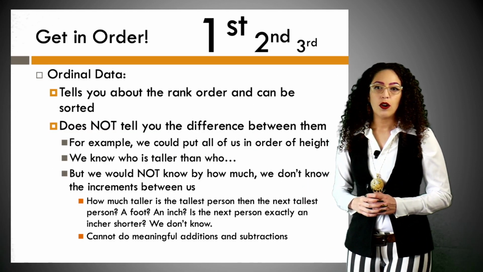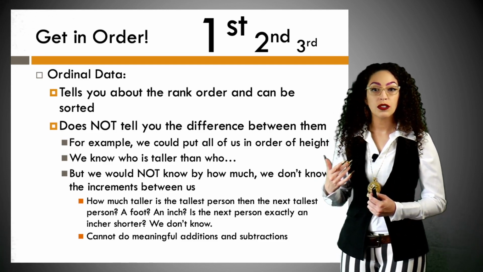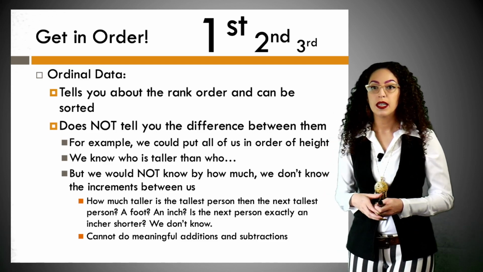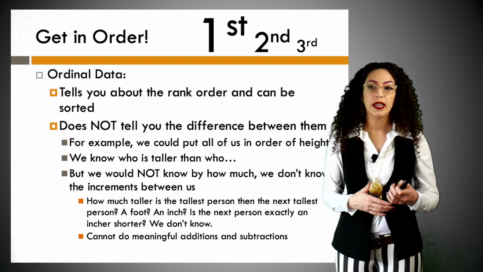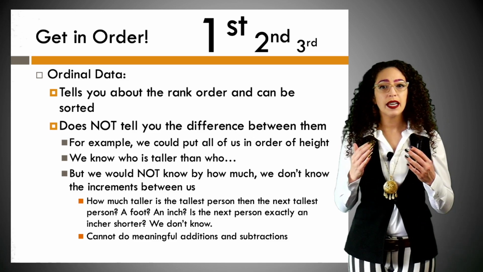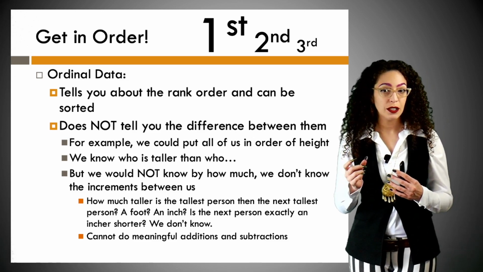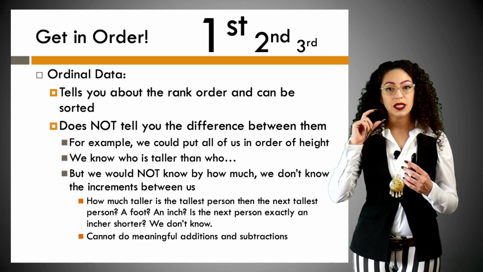All right, get in order. First, second, third. Now we're going to be looking at ordinal data, which is the next level. This tells you about the rank and order and things that can be sorted. Ordinal data will tell you the rank and order of a data set, but it does not tell you the difference in those increments.